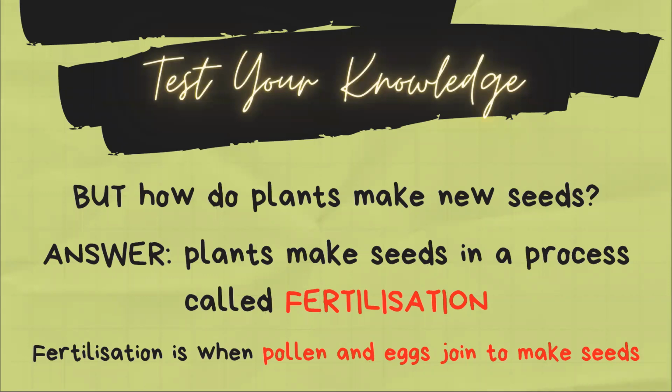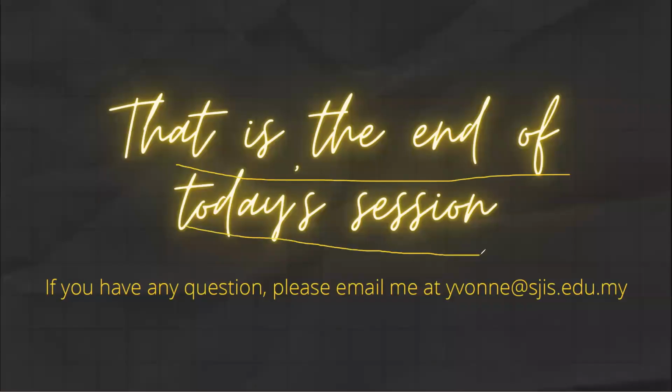Class, you've already mastered three things: what pollination is, ways pollen spreads or travels, and last but not least, you're able to tell me why pollination needs to happen, correct or not? Very good. You've already grasped all the knowledge that I wanted you to grasp. So that is the end of today's session. I want to make sure all my students are ahead of the textbook and advanced.